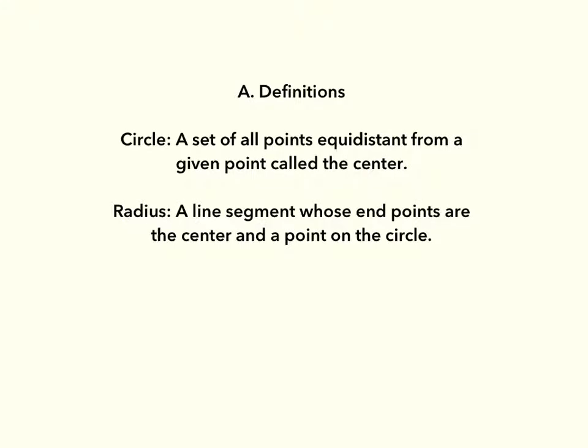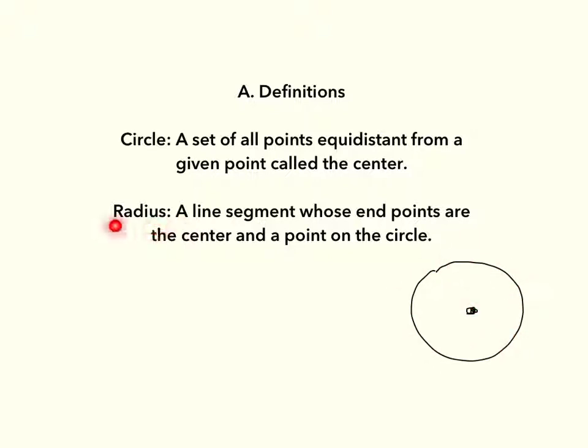First is that a circle is a set of all points equidistant from a given point called the center. So you've got a circle, and that just means that you have a center and that all these points are the same distance away from the center.